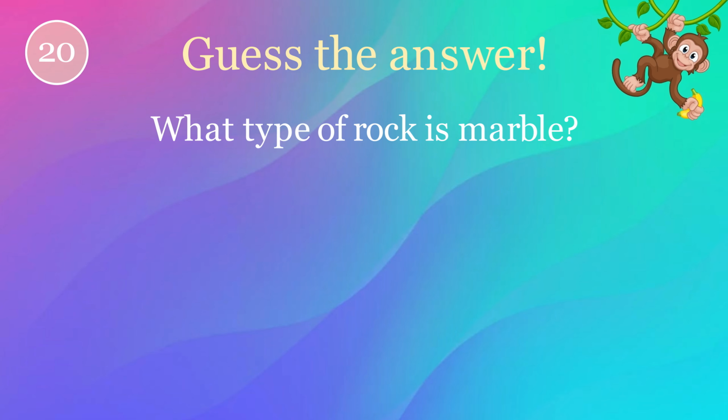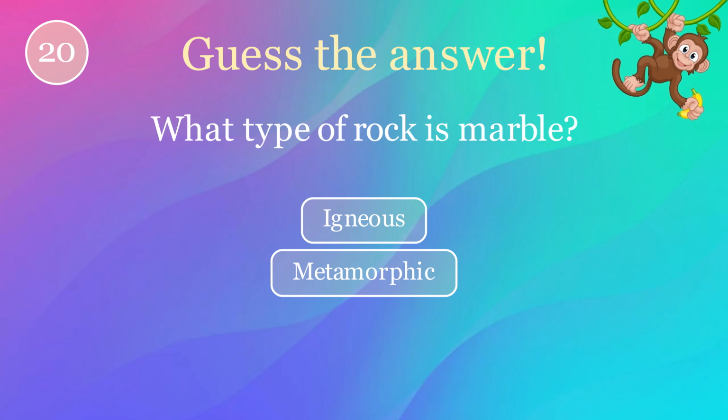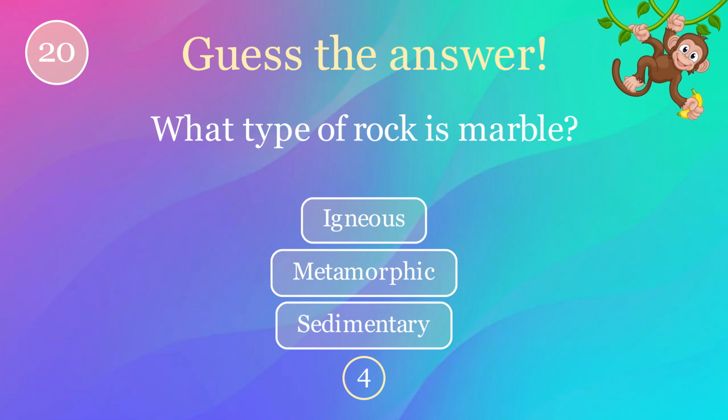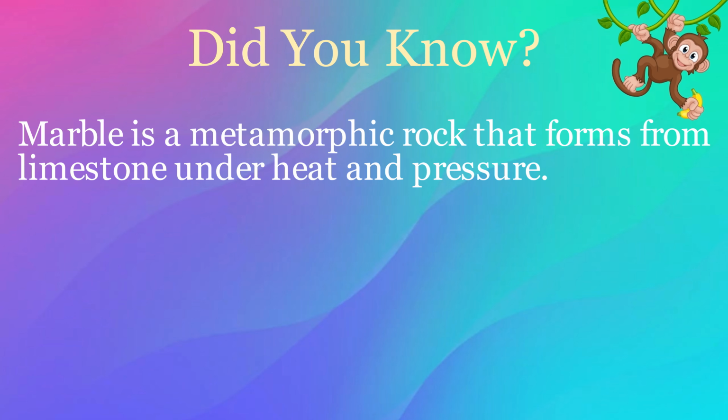What type of rock is marble? Igneous. Metamorphic. Sedimentary. The correct answer is metamorphic. Here's an interesting fact: marble is a metamorphic rock that forms from limestone under heat and pressure.